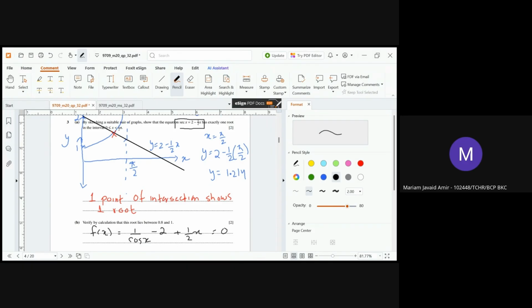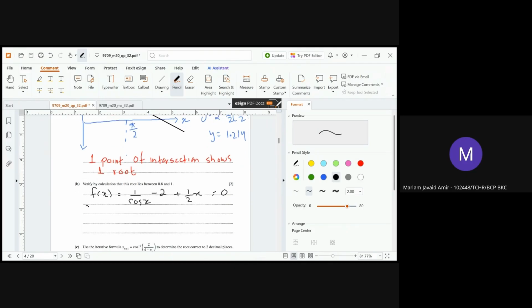So substitute f(0.8), we'll have 1 over cos 0.8 minus 2 plus half of 0.8, and we get minus 0.1646.